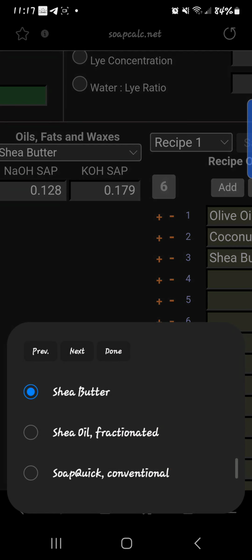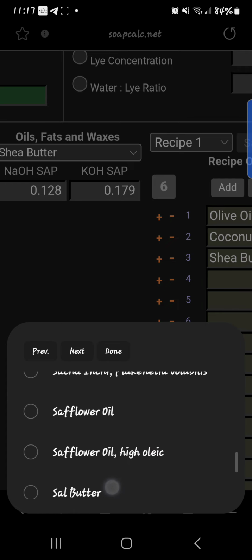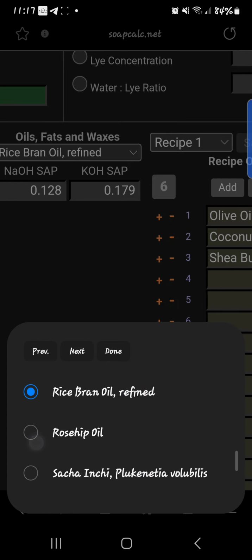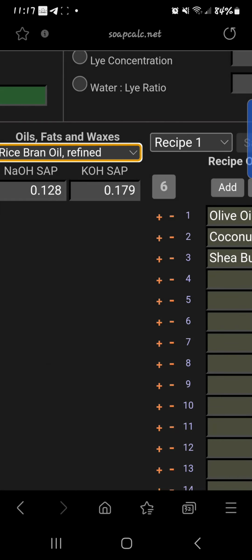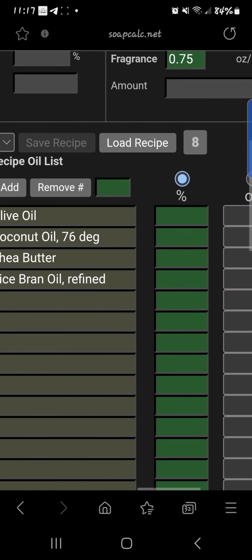And then the last oil is rice bran. So we'll go to rice bran oil and we'll add that to spot number 4. All right, so this is the oils in the recipe. So next, when you scroll over, is the percentage.